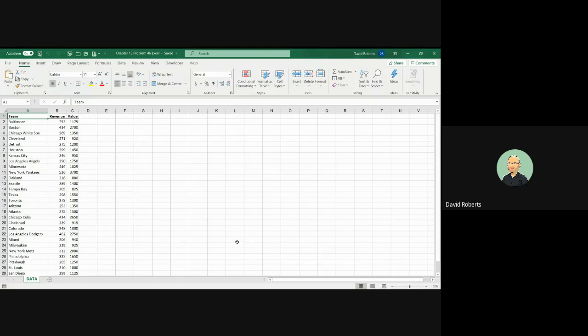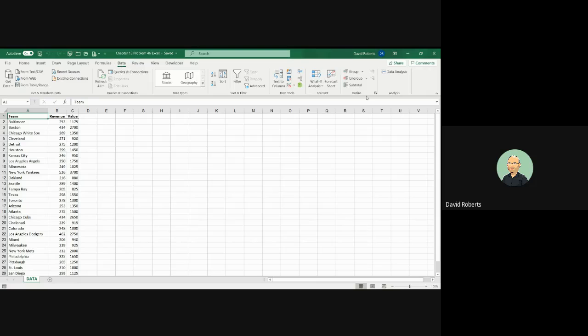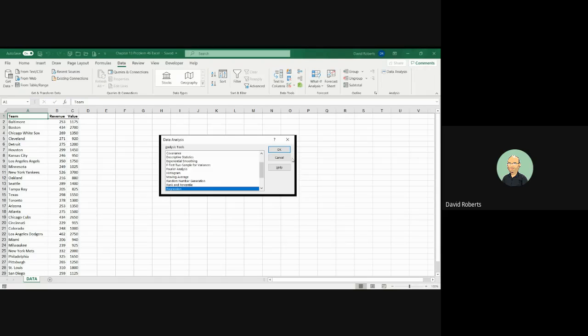Problem 1346 on page 459. In this particular case, we're using the same data set we have in previous problems on Major League Baseball values. We're going to do the exact same thing that we actually did earlier, but we're going to look at the results a little bit differently.